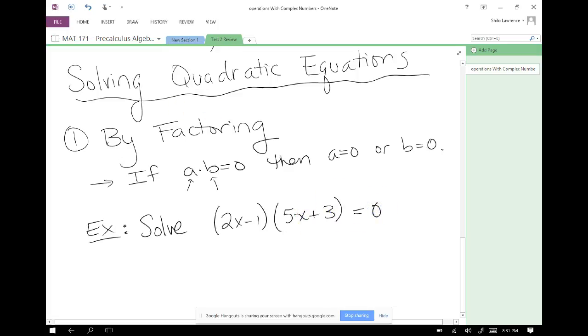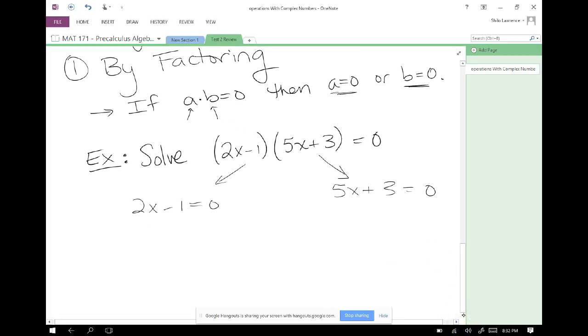So if something is given to you already factored, then definitely I would use this zero product principle. If two things multiply to make 0, that means one of them is 0. So the zero product principle says that I can separate these into two separate equations and set them equal to 0 separately. And now it's just solving two linear equations to get my two answers. So we use our opposite operations to get the x all by itself, and we get x equals 1/2 and x equals -3/5.